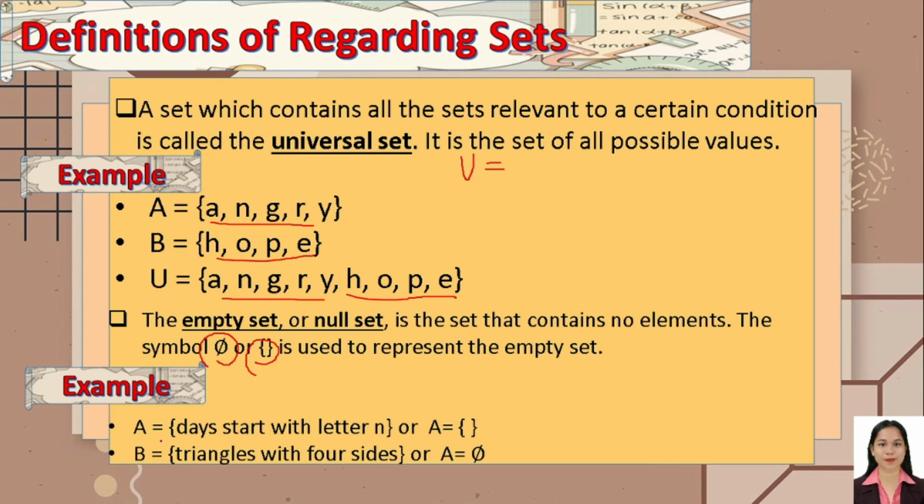So, example, set A, days that start with letter N. Meron bang days na nagsisimula sa letter N? Wala. So, therefore, walang element ito. Null set siya. Empty set siya. And triangles with 4 sides. So, triangles with 4 sides, meron ba? Okay, wala rin. So, we have here an empty set or null set. Set B, rather. This is set B.